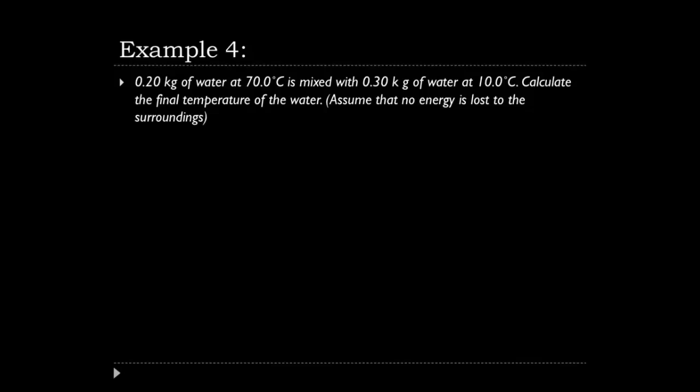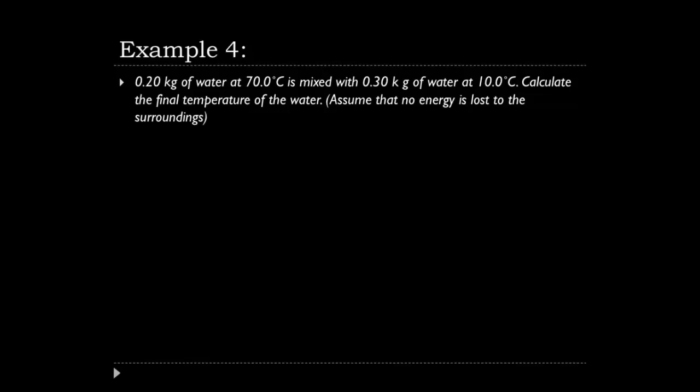Alright, example 4 asks us that 0.2 kilograms of water at 70 Celsius is mixed with 0.3 kilograms of water at 10 Celsius. Calculate the final temperature of the water. This is a bit more complicated because the heat lost by the hot water is going to be equal to the heat gained by the cold water. Those two things should be equal because any heat gained has to have come from the heat lost by the other one. And so we can use this to figure out what the final temperature of the water must be.